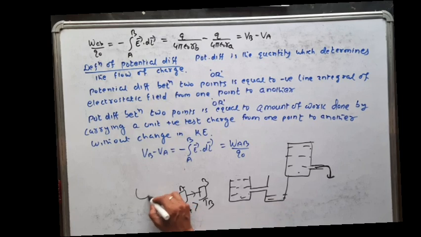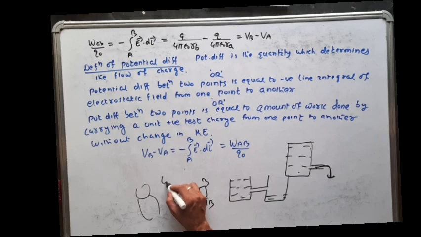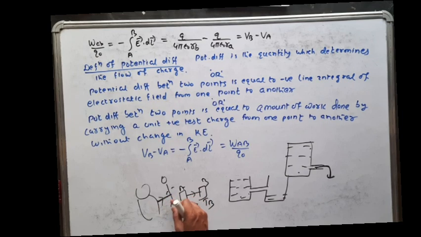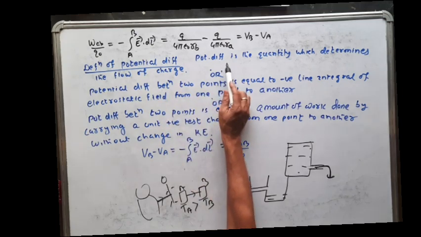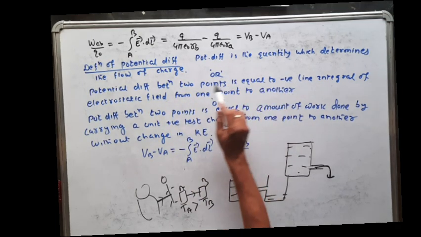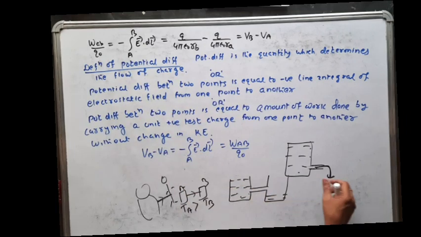Similarly, suppose this is a rich person, this is a poor person. If they have made contact with each other, if they have friendship, what will happen? The money will flow from rich person to poor person. That means if there is some difference, then the quantity will flow. Similarly, if there is a potential difference between 2 points, then what will happen? The charge will flow.